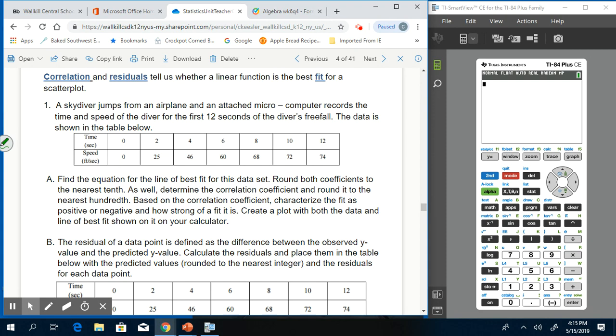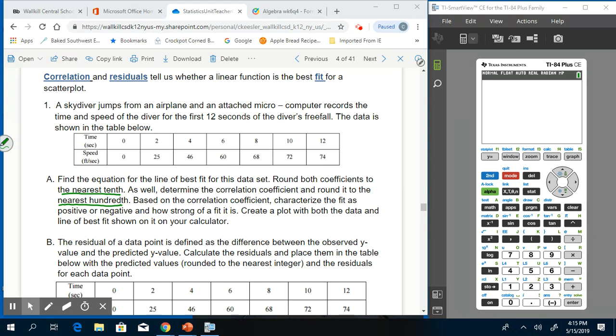A skydiver jumps from an airplane and an attached microcomputer records the time and speed of the diver for the first 12 seconds of the diver's free fall. The data is shown in the table below. Part A, we want to find the equation of the line of best fit for the data set, rounding both coefficients to the nearest tenth, as well as determining the correlation coefficient and rounding it to the nearest hundredth. Then, based on the correlation coefficient, we're going to characterize the fit as positive or negative and show how strong it is. And last, we're going to create a plot with both the data and the line of best fit shown on our calculator.